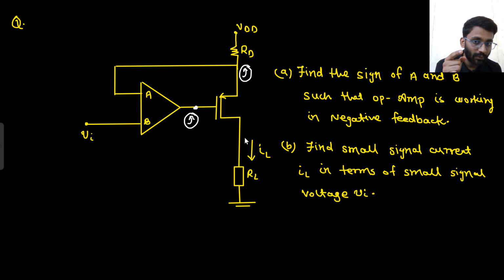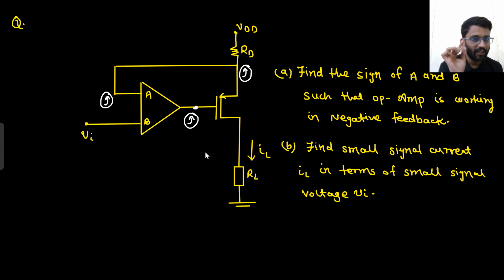If I am going from gate to drain, then there is 180 degree phase shift. If I was going from here to here, then it would have been 180 degree phase shift. But from here to here, there is 0 degree phase shift. Now, if this node is increasing, that means certainly this node is also increasing because the same node is coming here.